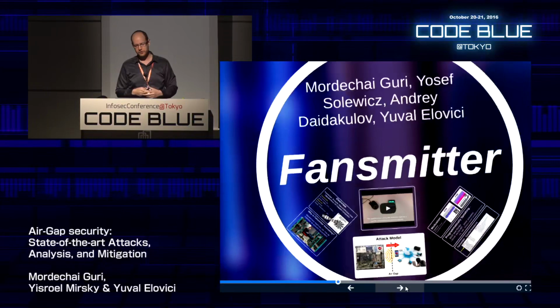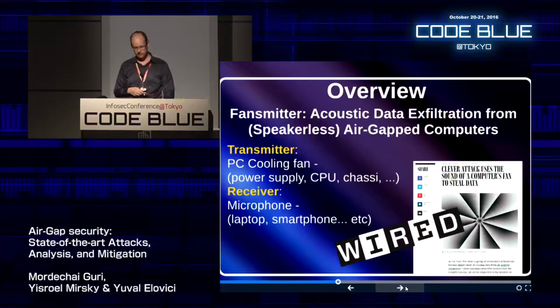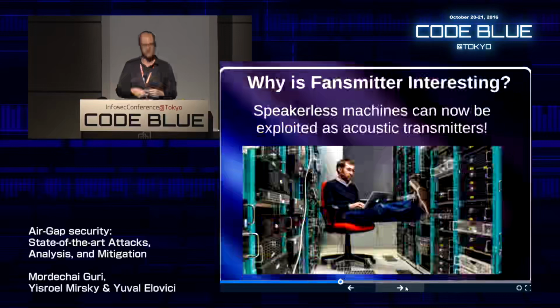The second type of acoustic channel we'll talk about is Fansmitter, which is a rather recent work that we did in our labs. The idea is that computers many times have fans, and we can manipulate the fan speeds, whether it be the case fan, the CPU fan, or the power supply fan, in order to make different acoustic signals that can be received by a nearby smartwatch or smartphone.